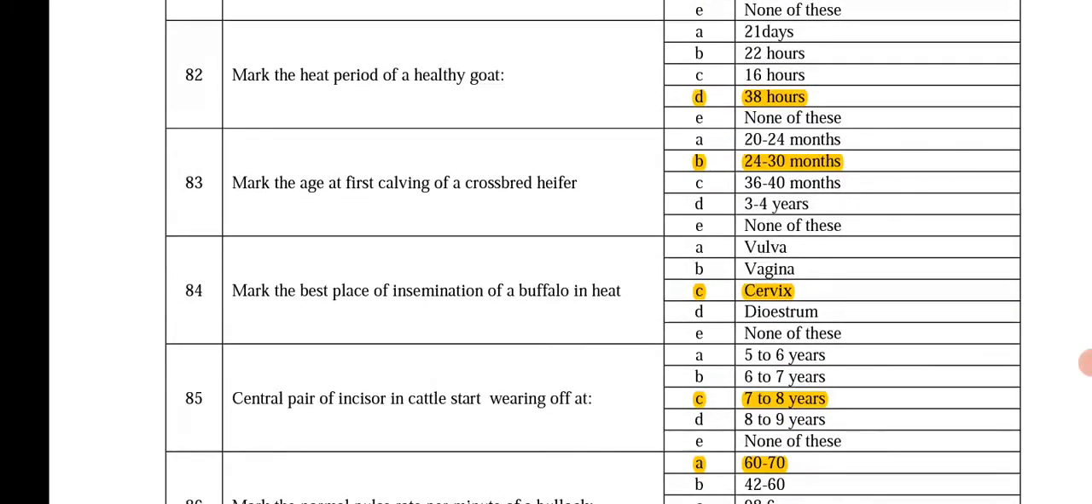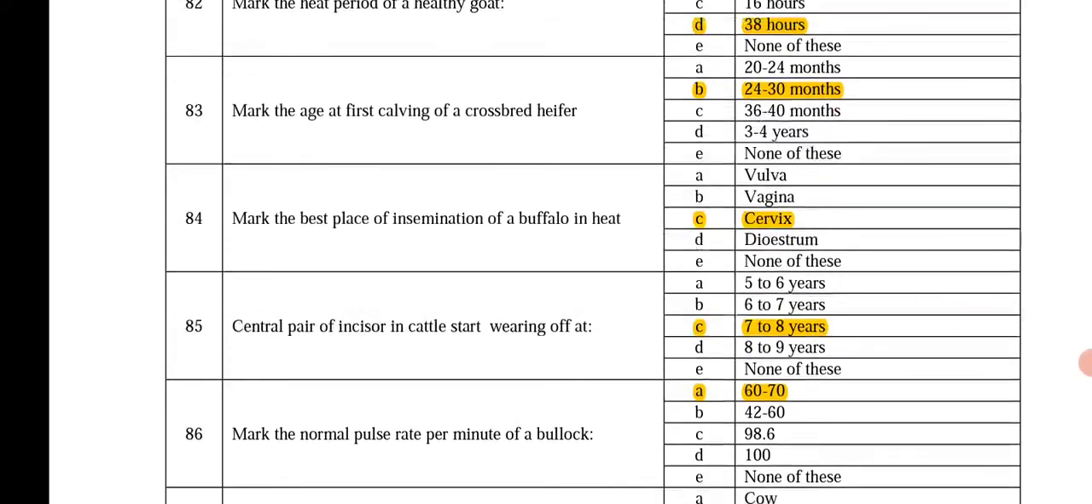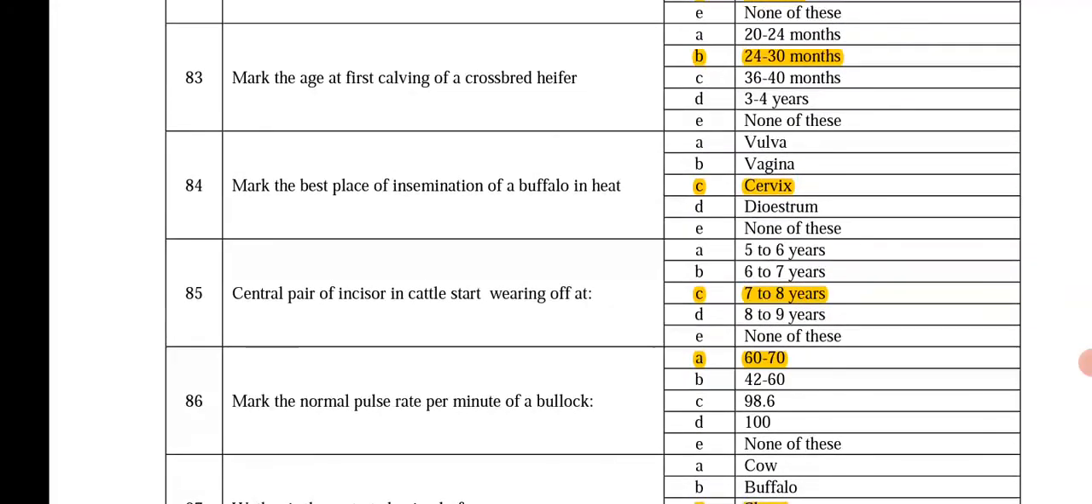Mark the age at first calving of crossbred heifer. 24 to 30 months is the age of first calving of crossbred heifer. Mark the best place of artificial insemination of a buffalo in heat. Cervix is the best place for insemination of buffalo in heat.